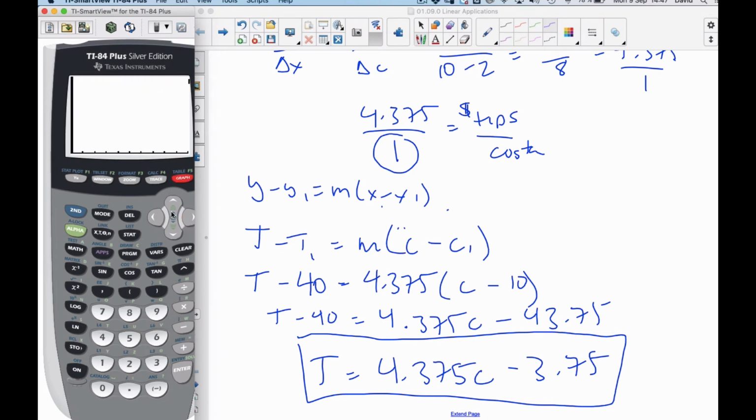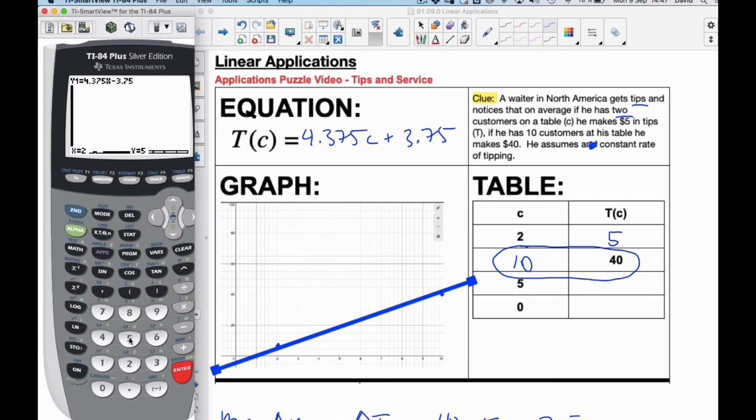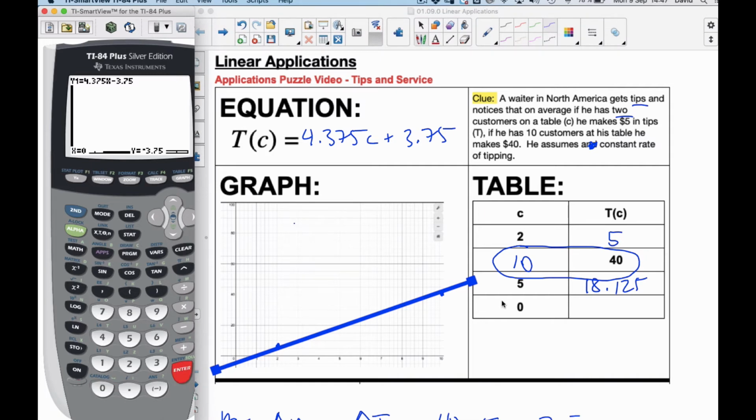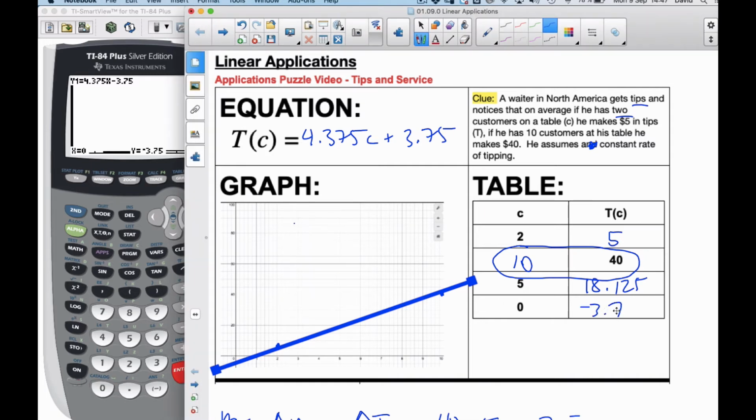Minus. Now if I graph it, let's see. There it is. And if I trace, if I type in 10, I should get 40. If I type in 2, I should get 5. Super. So I also want to type in 5. That gives 18.125. If I want to find 0, I type in 0, and I will get negative 3.75, which I knew was my y-intercept.